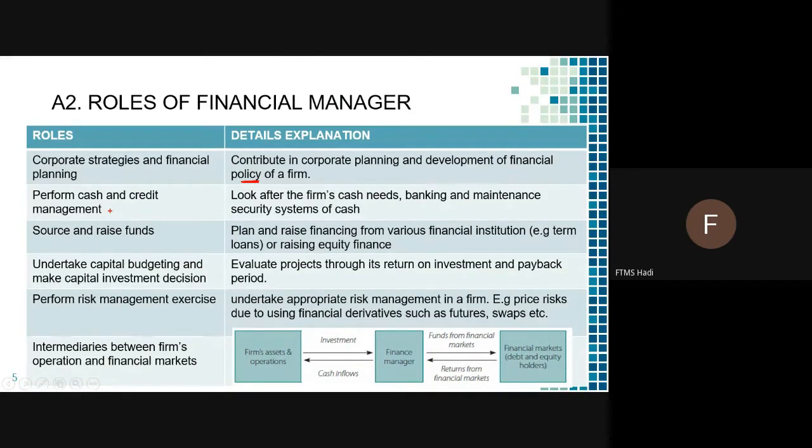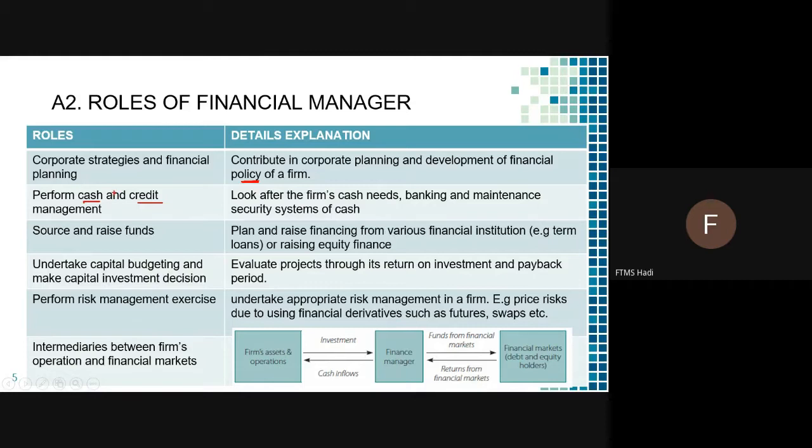Okay, the second part is the financial manager is able to perform cash and credit management. Of course, cash is money, your pure money, and credit is more on borrowing or accruals, pay later, regardless of liabilities. We're talking about liability management. So look after the firm's cash needs, banking and maintenance, and security system of cash. Of course, the financial manager needs to prioritize cash first, and then credit. Okay, because remember, cash is king.